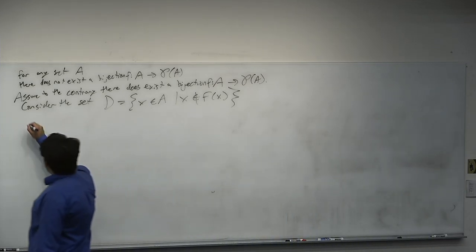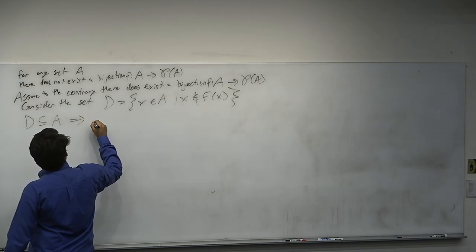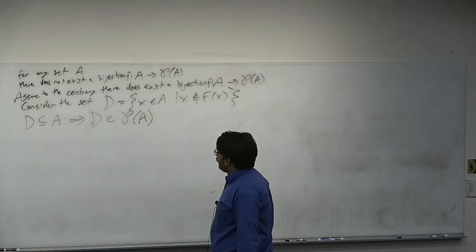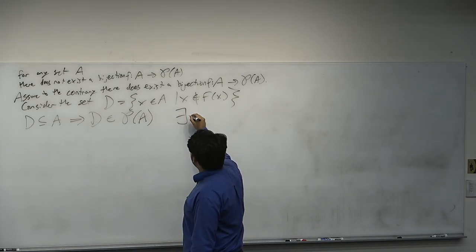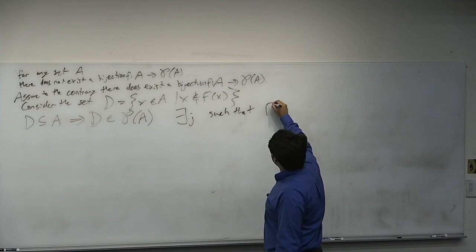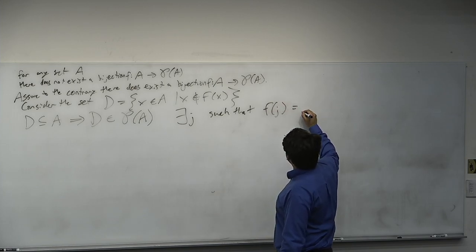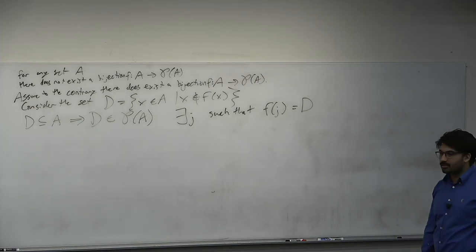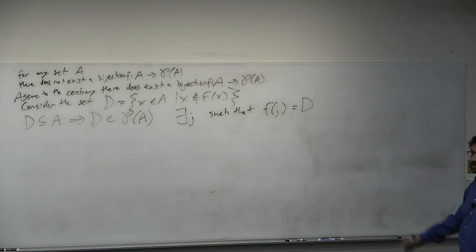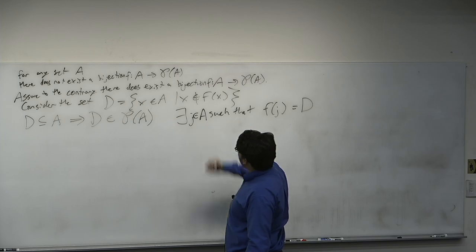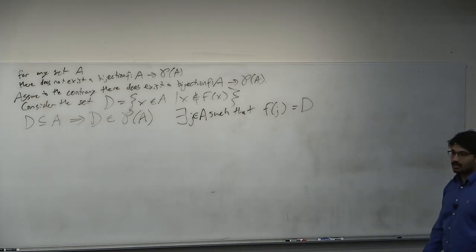Since D is obviously a subset of A, that implies that D is an element of the power set of A, right? And if D is an element of the power set of A, then there exists a J such that the bijection maps the element J to this set D. D is a subset of A. D is an element of the power set of A. The bijection maps some element of A, perhaps a set of subsets or whatever, but some element of A, to D, because D is an element of the power set of A, right?